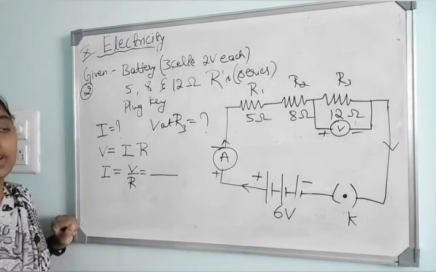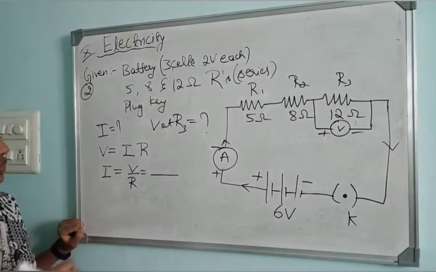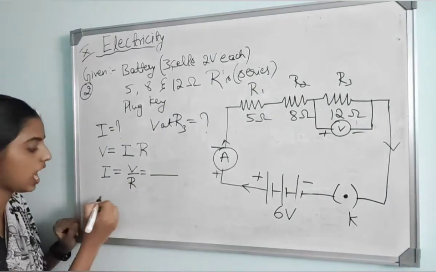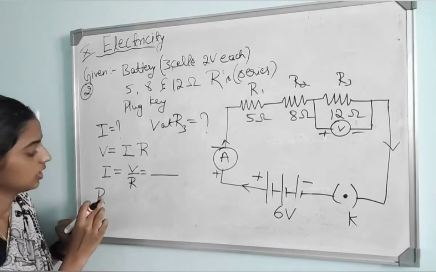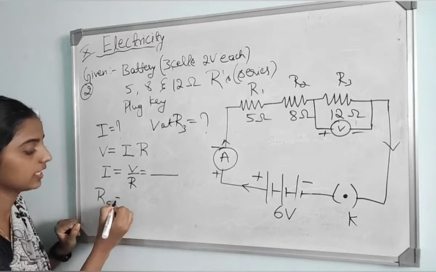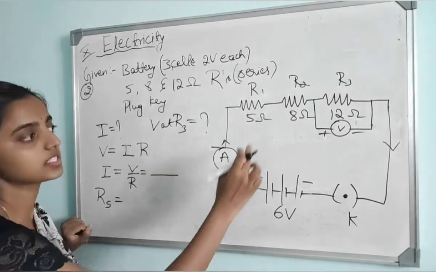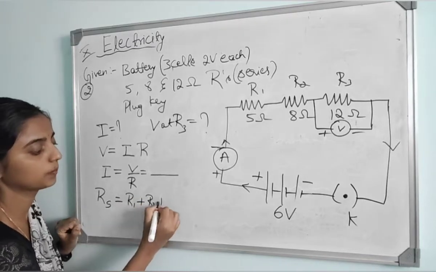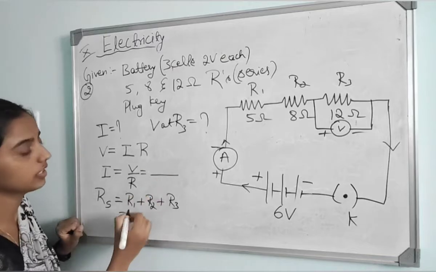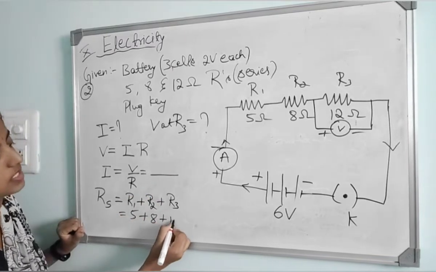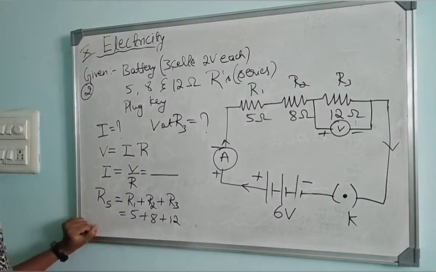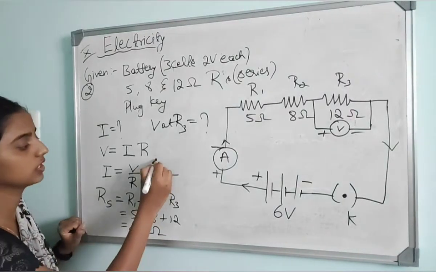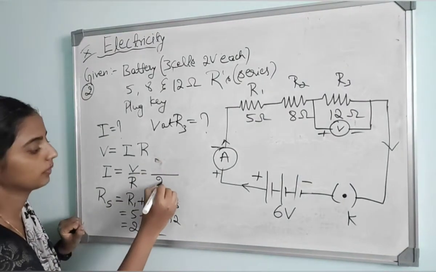And do we have R here to find the current? We have 3 R's. That means we need to find out R, that is the total resistance, with the series formula. So here they are connected in series. What is the series formula? Rs is equal to R1 plus R2 plus R3. And what is R1? 5 plus 8 plus 12. So here we need to add all the 3 things, and how much will we get? See, here we got 25 ohm. So we need to write in the denominator 25 ohm.